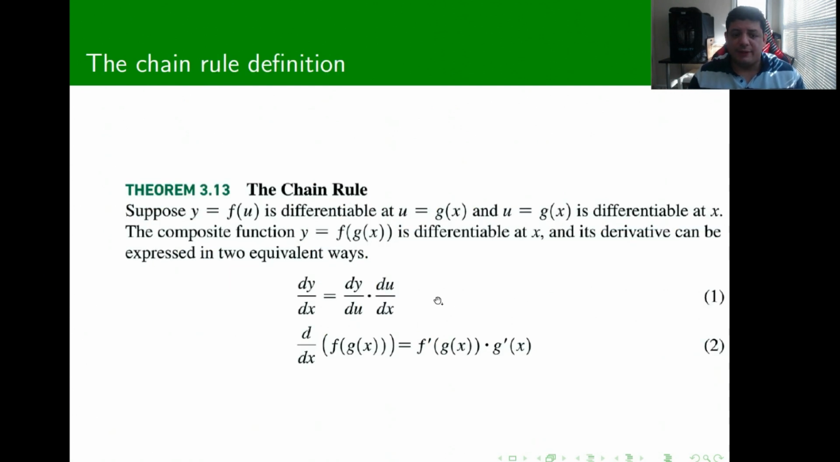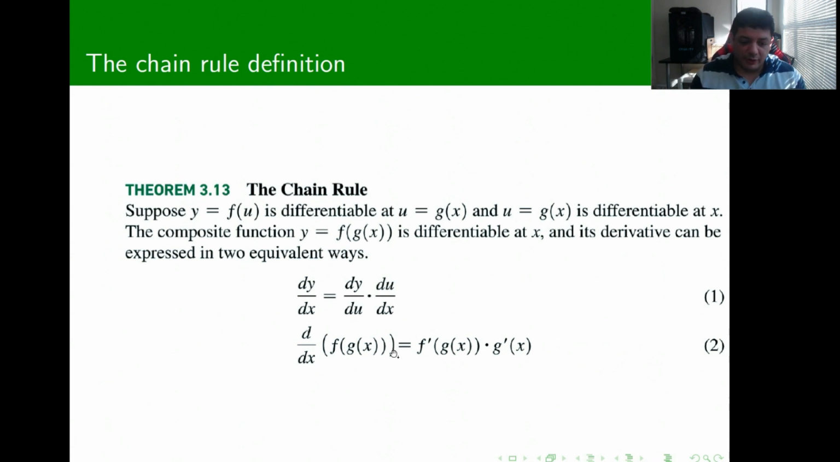So the idea of the chain rule is that you assume that you have a function y equals f of u, where u is actually another function g of x that is differentiable at the point x, and the composite function is going to be a differentiable function at the point x. And so the derivative can be expressed in two different ways. The first one is using the Leibniz notation: the derivative of y with respect to x is equal to the derivative of y with respect to u times the derivative of u with respect to x.